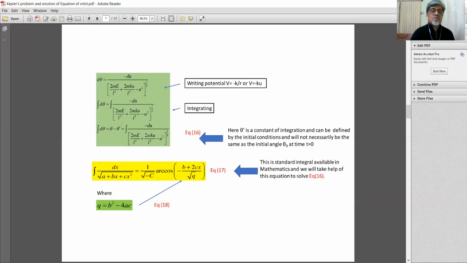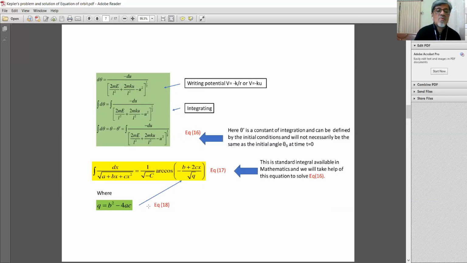Both textbooks take help of the standard integrals, because our aim is not to solve this integral equation, but to obtain the equation of orbit. And for that, we take the help of standard integral equations. So this is a standard integral equation available in mathematics, and we'll take the help of this equation to solve equation number 16. Again, here q is equal to b square minus 4ac.